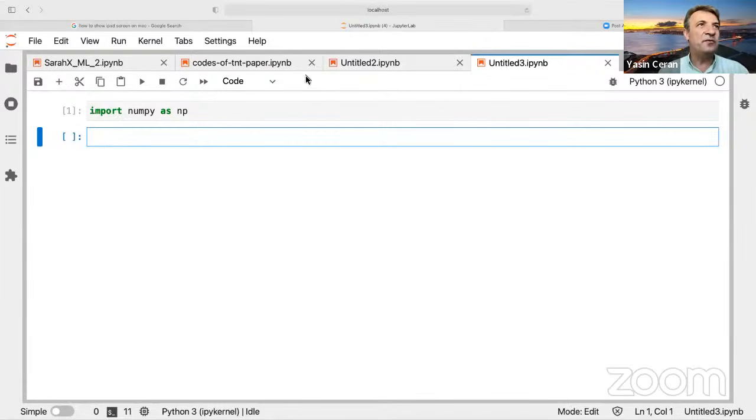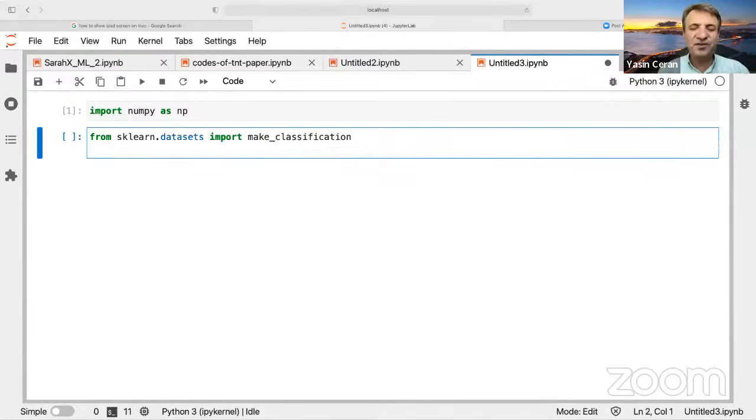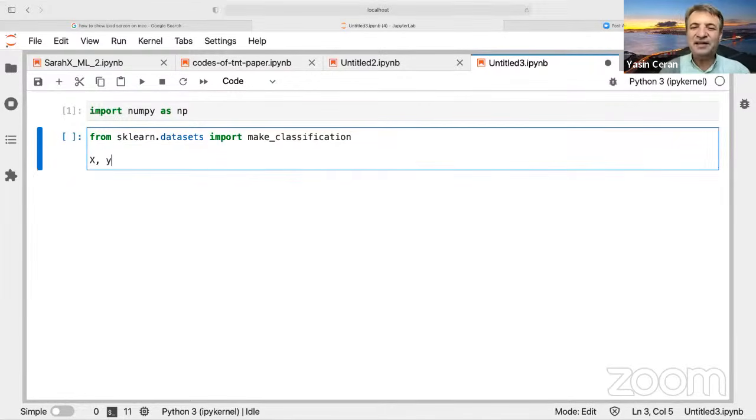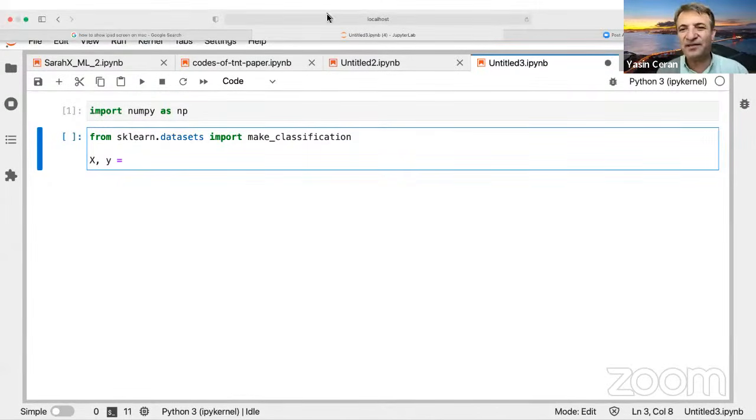Okay. So we are going to import NumPy. Next thing is I'm going to create some artificial data set. So from scikit-learn datasets, I'm going to import make_classification. This is just for creating some artificial data set, so don't worry about this part. I'm creating an artificial data set with 4 columns and 2 classes.